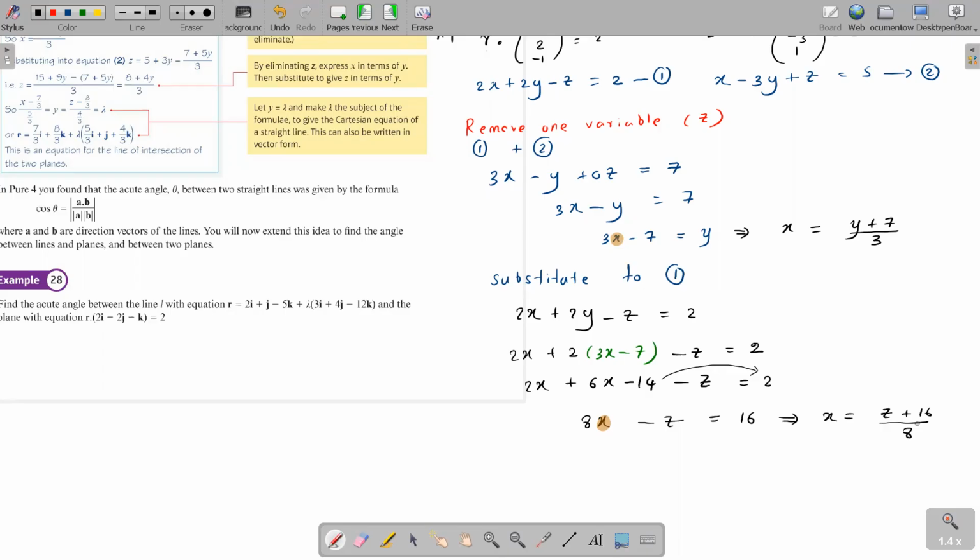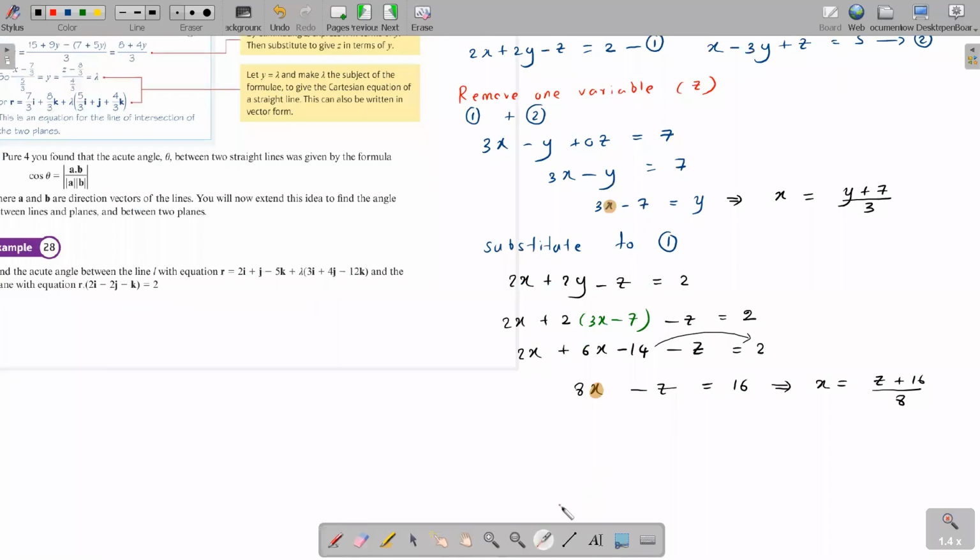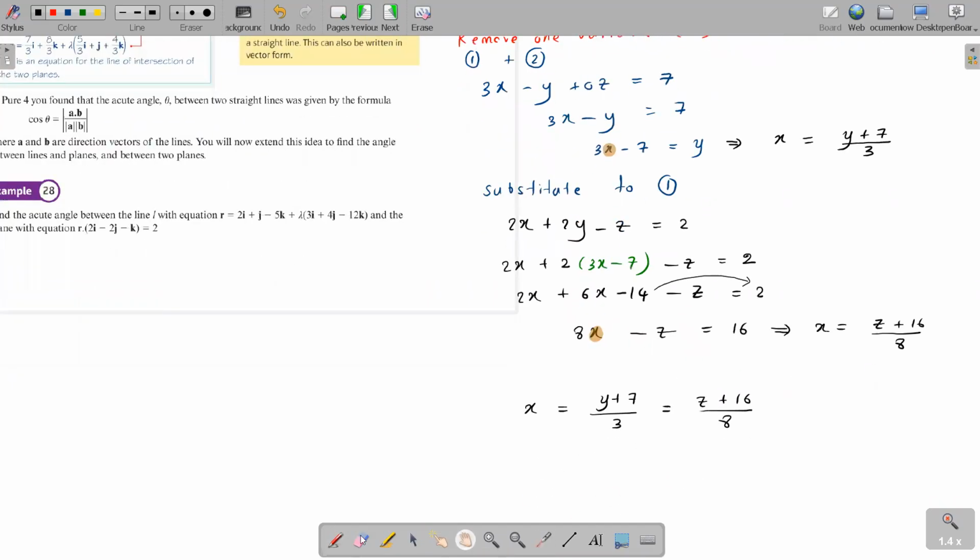Children? Yes, teacher. So I made x the subject in the top equation. I made x the subject in the bottom equation. So we can equate them simultaneously. x is equal to y plus 7 over 3 and x is equal to z plus 16 over 8. Look at this format. This looks like what format? Cartesian equation. Cartesian equations. Just x means x minus 0 over 1.